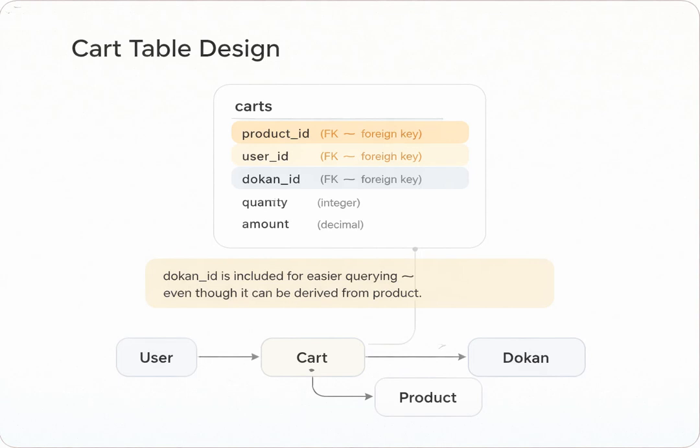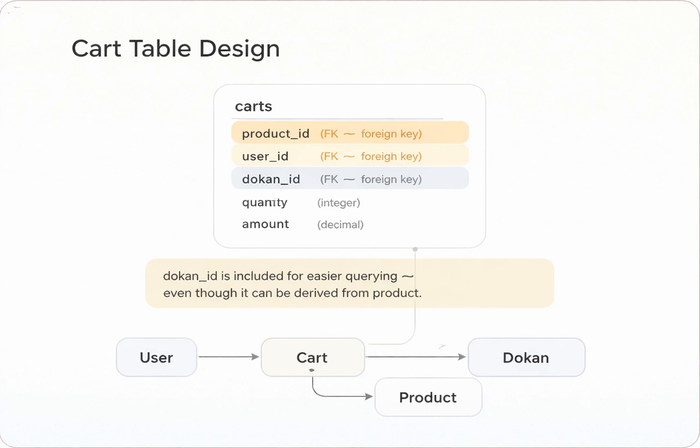When a user adds a product to their cart, we need a cart table to store that information. Let's think through what data belongs here. First, which product was added, so we need a product ID foreign key. Second, who added it, so we need a user ID foreign key. Third, which shopkeeper's product is this, a Dukan ID foreign key. Now, technically, we could derive the Dukan ID from the product itself, but storing it directly in the cart makes future queries easier and faster. Finally, we store the quantity, how many units the user wants, and the amount, which is the calculated total for that cart item based on quantity and price.